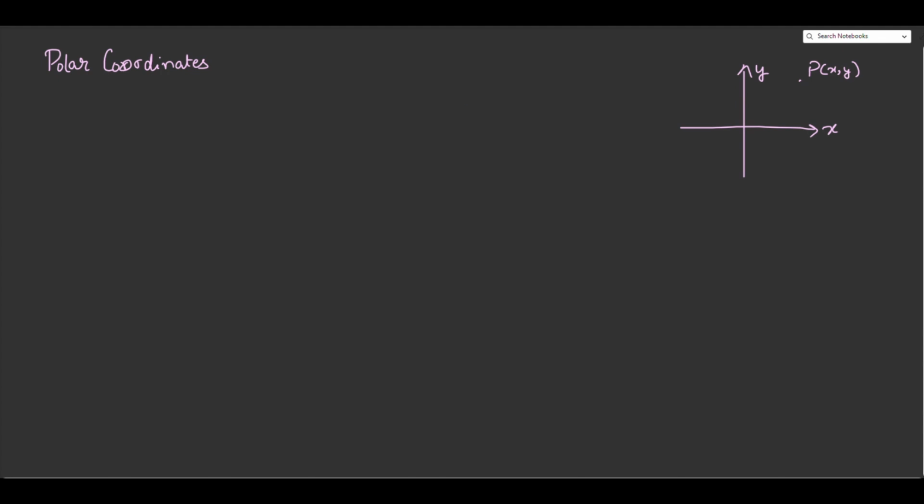For example, if we draw a perpendicular line from this point to the x-axis, then from the origin to the foot of this perpendicular, this distance is called x, and this vertical distance is called y. So these are called the x and y coordinates, or the Cartesian coordinates, of the point P. But now, what are the polar coordinates? The polar coordinates are denoted by r and theta.